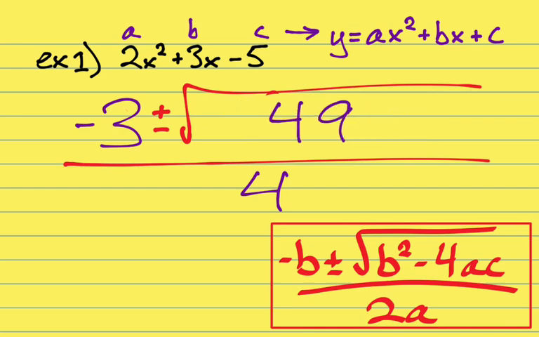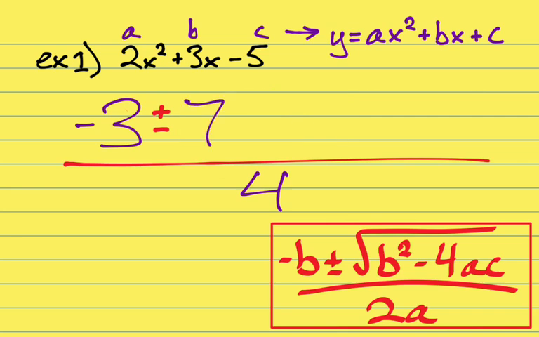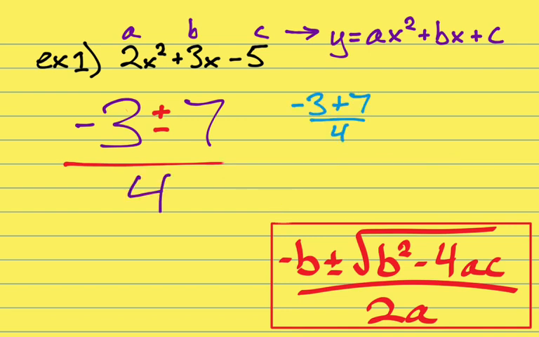9 and 40 make 49, and the square root of 49 is 7, which brings us to the end. We now have to address the plus minus sign. It says negative 3 plus 7 over 4, and then negative 3 minus 7 over 4. Both of these simplify to give you your solutions, the zeros, the x-intercepts for this problem.